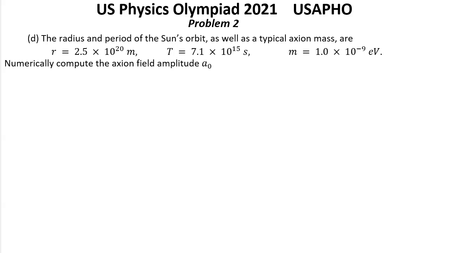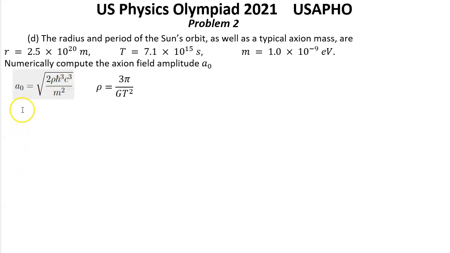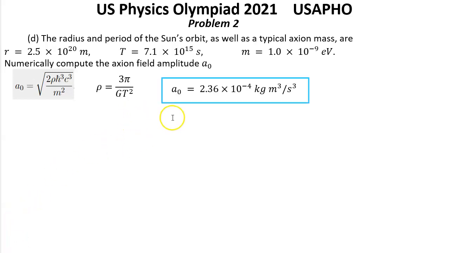Solution. Here we can use results which we got from previous questions. So we have A0 equal this expression and ρ was this expression. Plugging in numbers and noting that the provided value of the axion mass is really its energy, and hence dividing it by c squared, gives the value A0 equal this number. So that was the solution for question D.